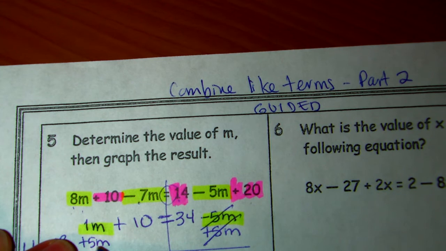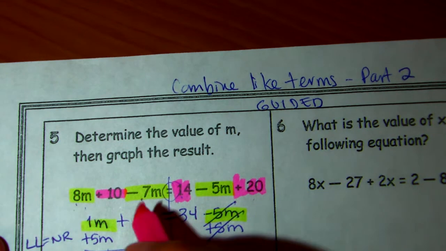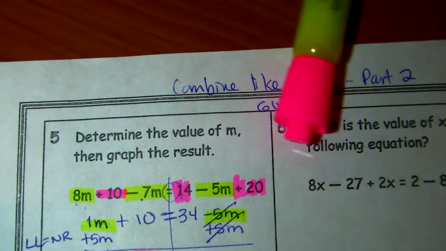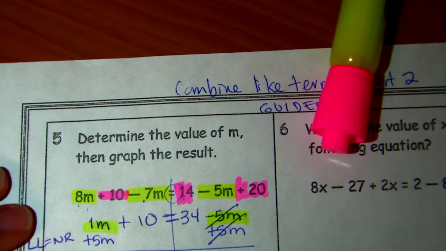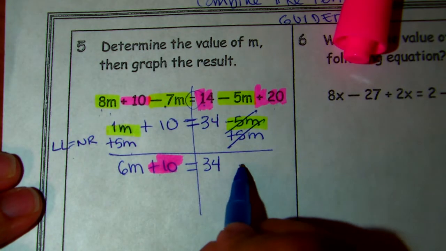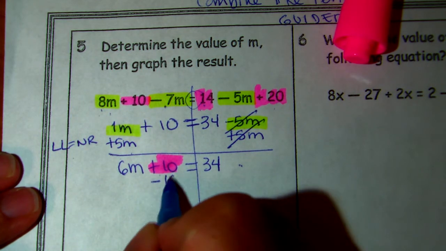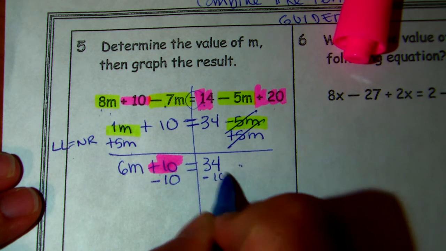And notice how I put the 5m underneath where the other m is. So 1 plus 5 is 6m. Bring down the 10, bring down the equal sign, bring down the 34. So now, what I'm left with is this number over here on the left. I want this number over here on the right. So, what do I need to do? Subtract the 10, subtract 10.